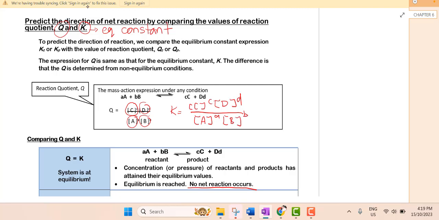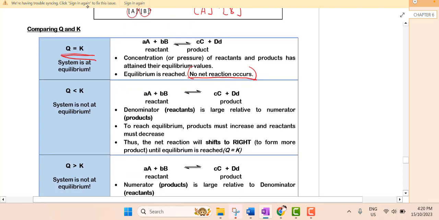So we will compare the values of K and Q to check whether the reaction has already achieved equilibrium or not. If Q is equal to K, the system is at equilibrium, so no net reaction occurs. If Q is smaller than K, the reaction is not at equilibrium. So in order to reach equilibrium, the net reaction will shift to the right until Q is equal to K.